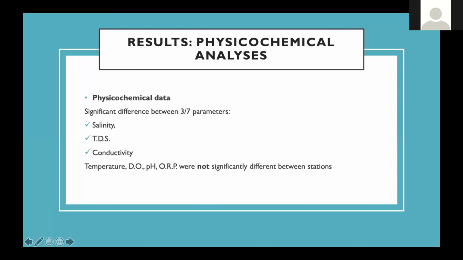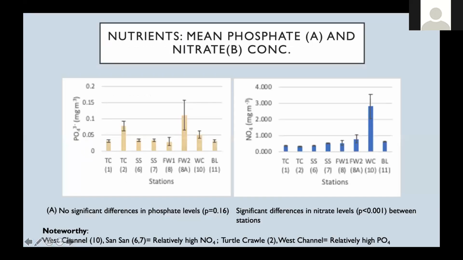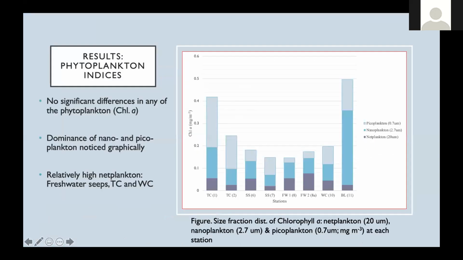With regard to the physical chemical data, only 3 of the 7 parameters indicated significant differences between stations. These were salinity, TDS, and conductivity. With regard to nutrients, the nitrate levels were significantly different between stations. However, phosphate levels were not deemed significantly different between stations. It was noteworthy to mention that stations such as West Channel and Sansan had relatively high nitrate concentrations, while stations such as Turtle Crawl and West Channel again had relatively high phosphate levels.